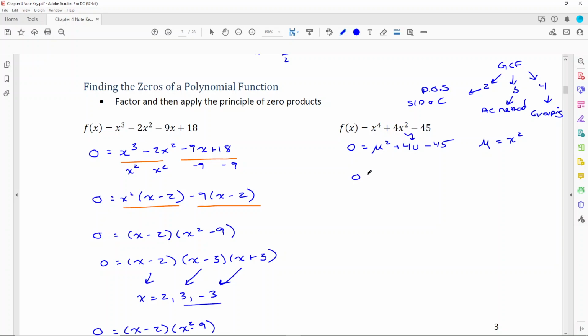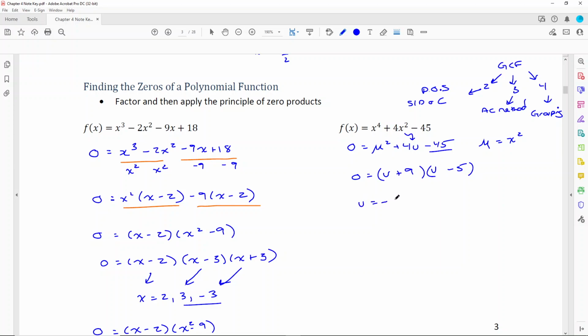So I'm going to solve by factoring again. This one I don't have to do a whole AC method because I can just draw my 2 brackets, because I know it's u times u. And then the 2 numbers that multiply to give me negative 45 and add to give me positive 4 are positive 9 and negative 5. Now, this is what u equals. And so I would keep going.